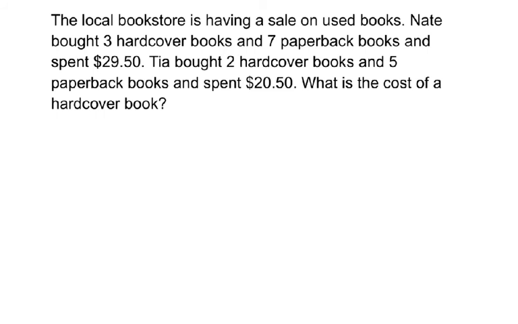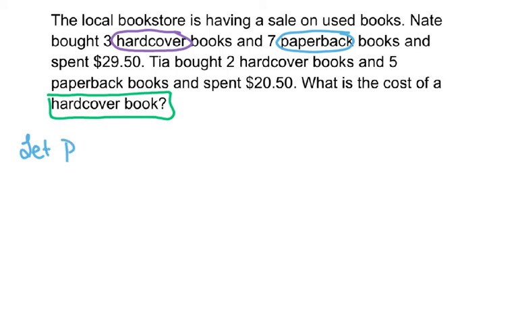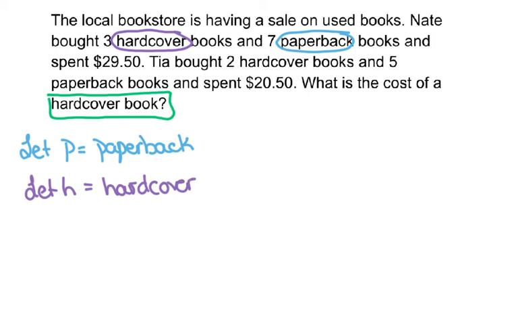So hopefully now we've got this down. We can kind of recognize what our variables are going to be. So our 2 things we were talking about, hardcover books and paperback books. So I'd let P equal paperback and let H equal hardcover. We need to find the cost of the hardcover, and we should also recognize where our sentences are that set this up.